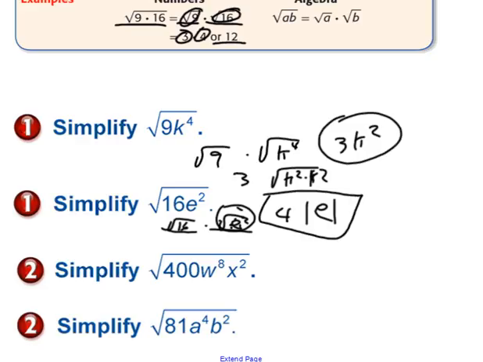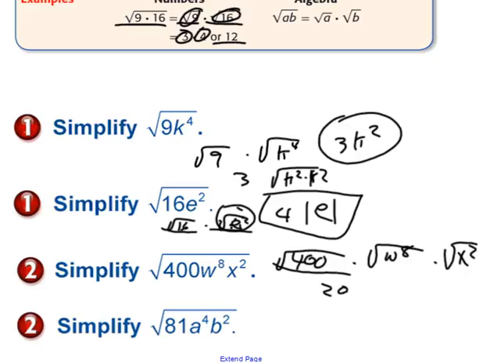All right, 400w to the 8th x squared. Well, I'm going to make that as the square root of 400 times the square root of w to the 8th times the square root of x squared. Well, the square root of 400 is 20, because 20 times 20 is 400. The square root of w to the 8th would be w to the 4th, and since this is an even number here, I don't have to worry about the sign. It's always going to be positive. And then the square root of x squared would be the absolute value of x.